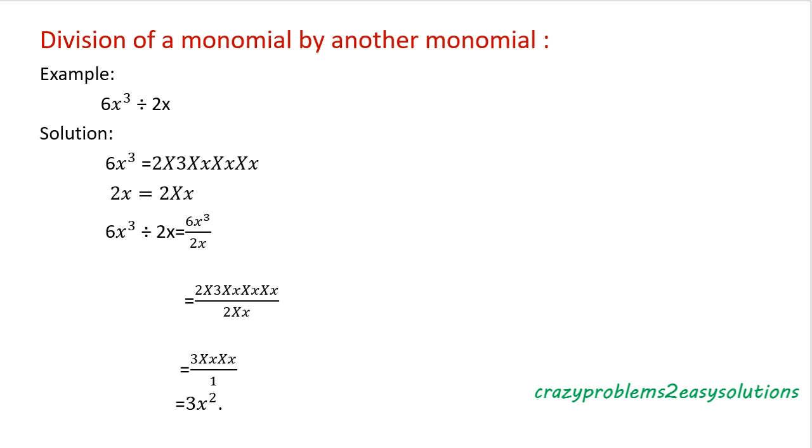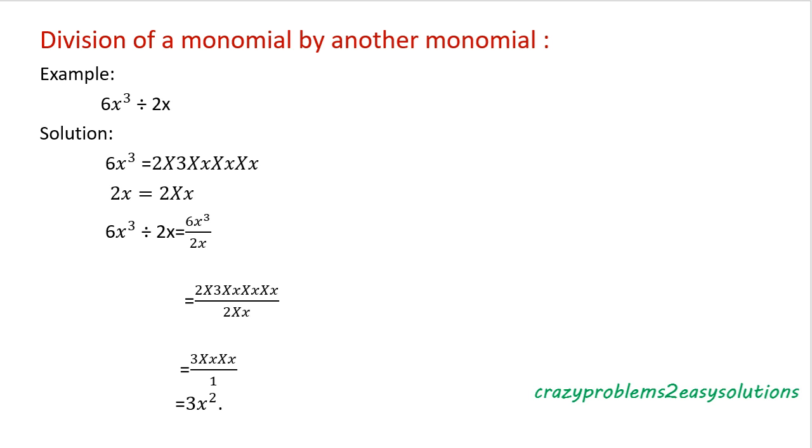So for example, here 6x cube divided by 2x. Solution: 6x cube we have to write in the irreducible factors form. 6 we can write as 2 threes are 6, and x cubed we should write as x into x into x, and next 2x, obviously, we have to write 2 into x. So now write in the division form: 6x cube divided by 2x.